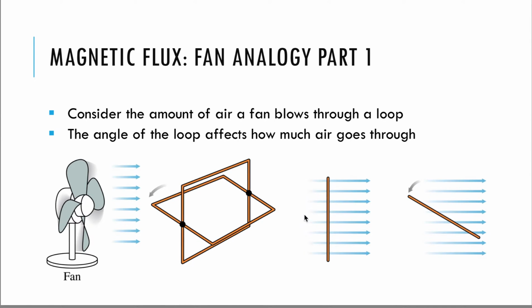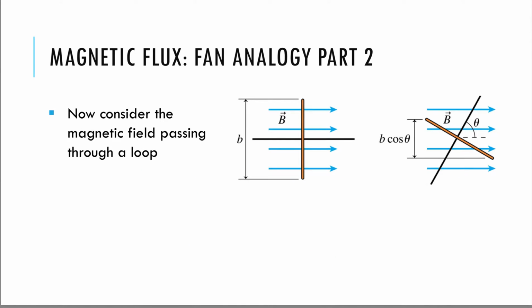So the angle of the loop affects how much air goes through. If it's perfectly vertical, you've got a whole bunch of air. But as it's tilted, now you can see the air can only pass through this space here. So you're not getting as much air through the loop. So now consider a magnetic field going through a loop. The same thing happens. If the loop is tilted, then there's going to be less field passing through it.